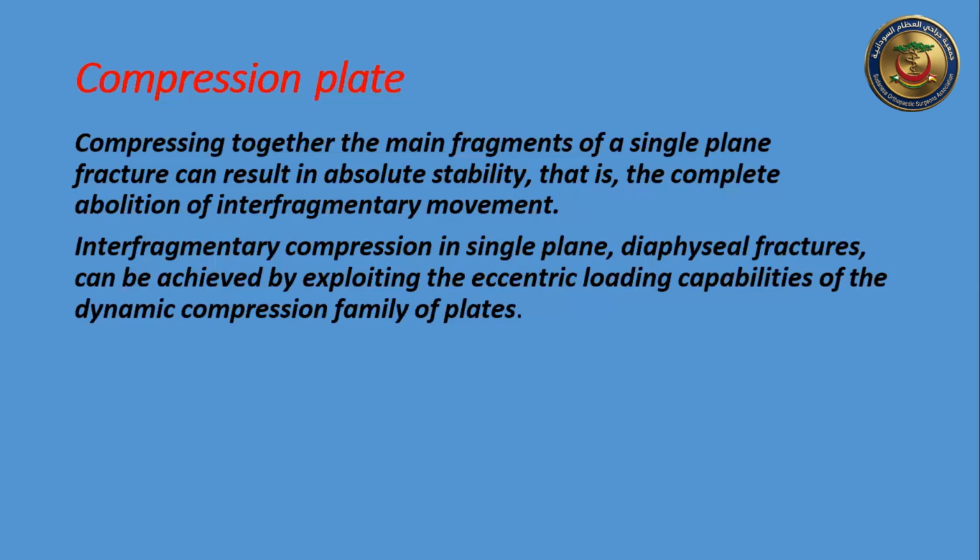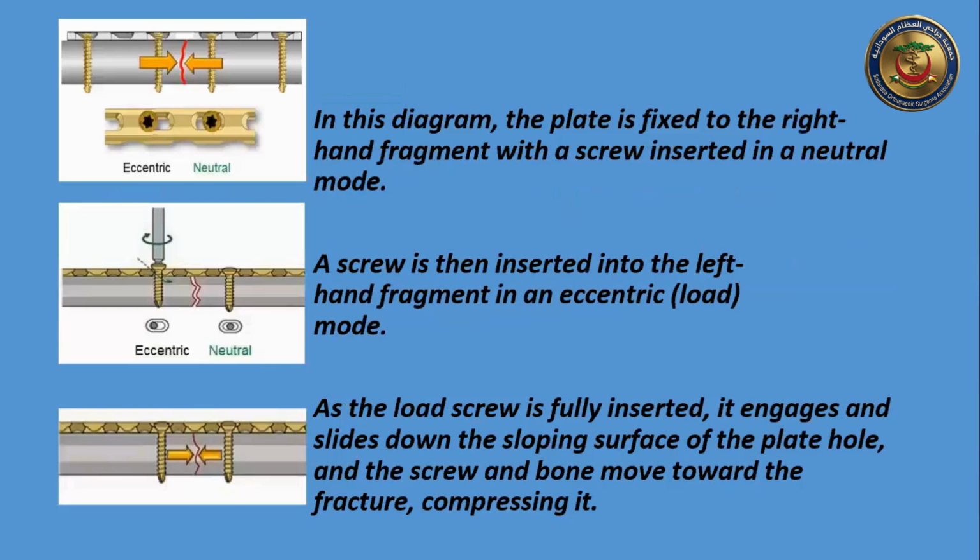or a lag screw, and a lag screw, as we said, needs protection. But how do we achieve the compression function with a dynamic compression blade? Okay, first of all, we need anatomical reduction. If the anatomical reduction is gained manually, that is good. If not, we need an external compression device. After that, we put the screw in the neutral mode.